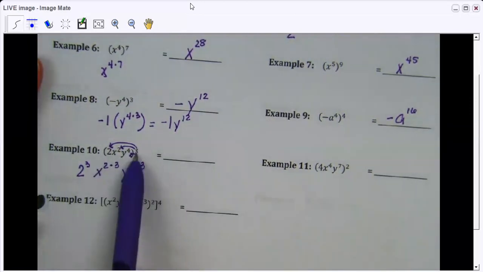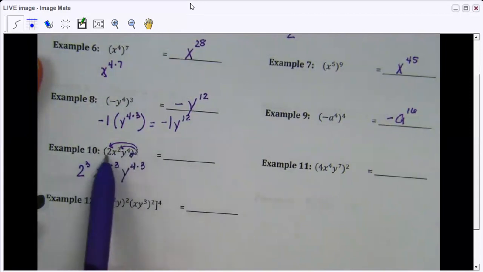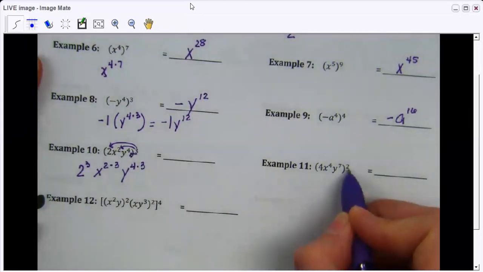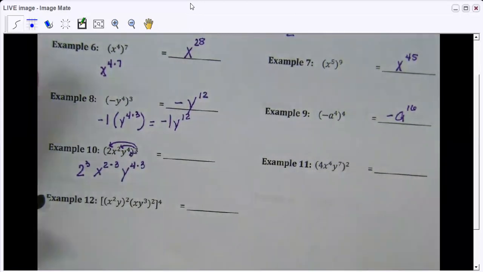All I did was I applied the exponent of 3 to the 2. So I made it 2 to the power of 3. So then here, the 2 in number 11 is just going to be applied to the 4. So it's going to be 4 to the power of 2.